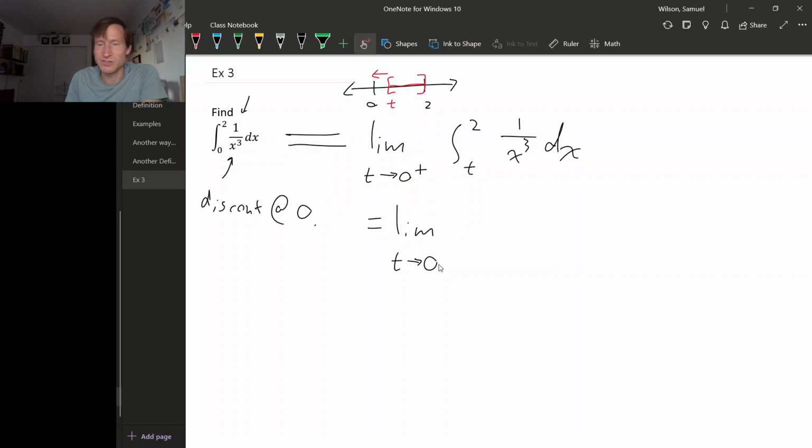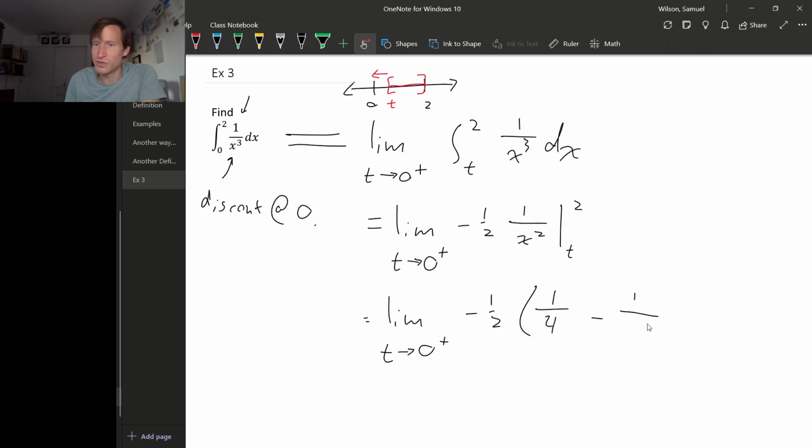So limit as t goes to 0 from the right of, let's see, I guess it's going to be minus 1/2 times 1 over x squared from t to 2. So limit as t goes to 0 from the right of minus 1/2 times 1 over 2 squared minus 1 over t squared. And now when we take a limit as t goes to 0, this 1 over t squared part is going to infinity. And so this limit is plus infinity, and so this integral is divergent.